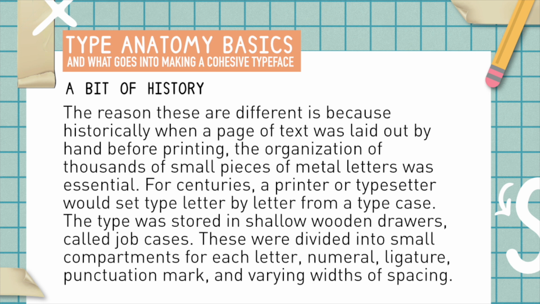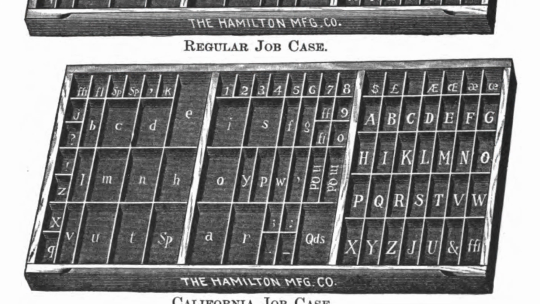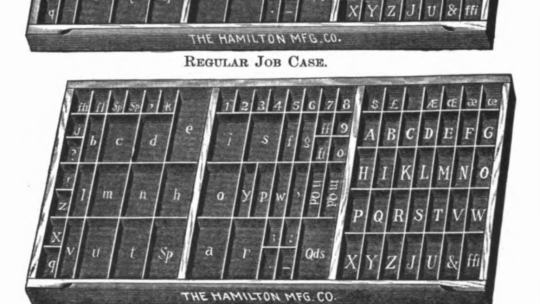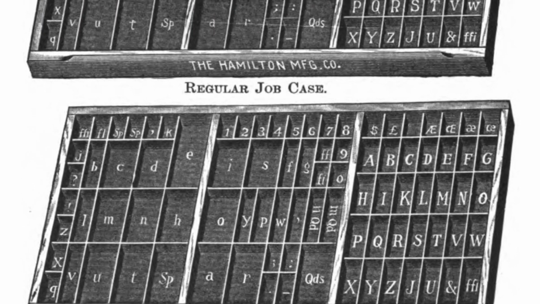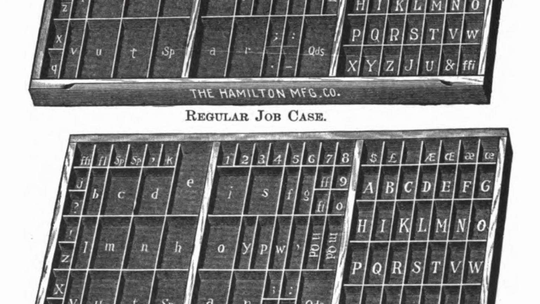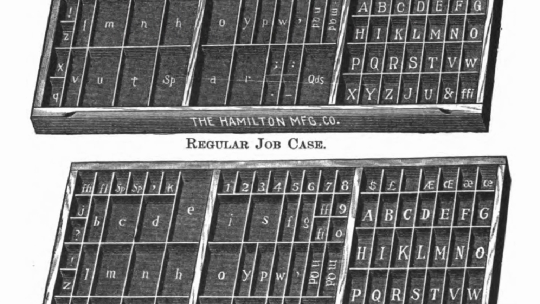So the reason these are different is because historically, when a page of text was laid out by hand before printing, the organization of the thousands of small pieces of metal letters, and sometimes wood letters as well, was really essential. So for centuries, a printer or a typesetter would set type letter by letter from a type case. The type was stored in a shallow wooden drawer, and these were called job cases, and then these were all divided into small compartments for each letter, for each numeral, for each ligature, punctuation mark, and any varying widths of spacing.